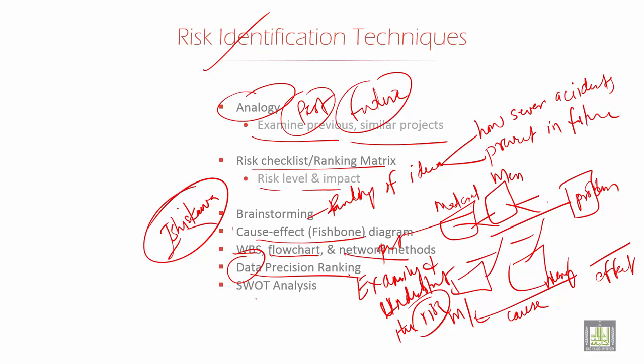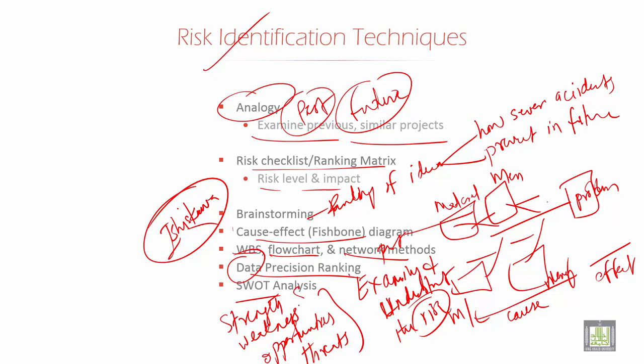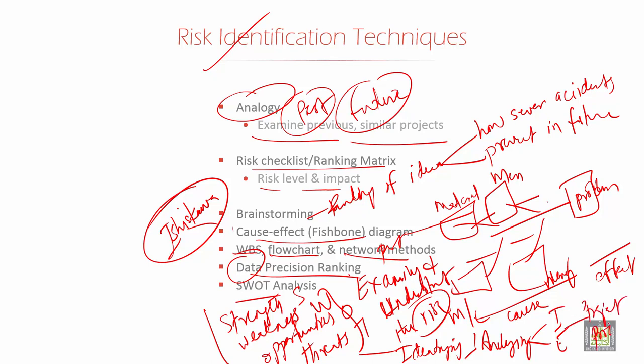Then SWOT analysis talks about strengths, weaknesses, opportunities, and threats. So these are the four factors. It is a framework for identifying and analyzing the internal and external factors that have an impact on the viability of the project, product, place or person.